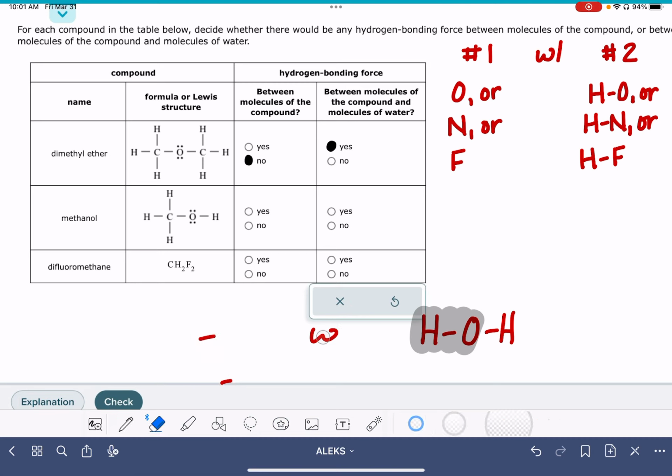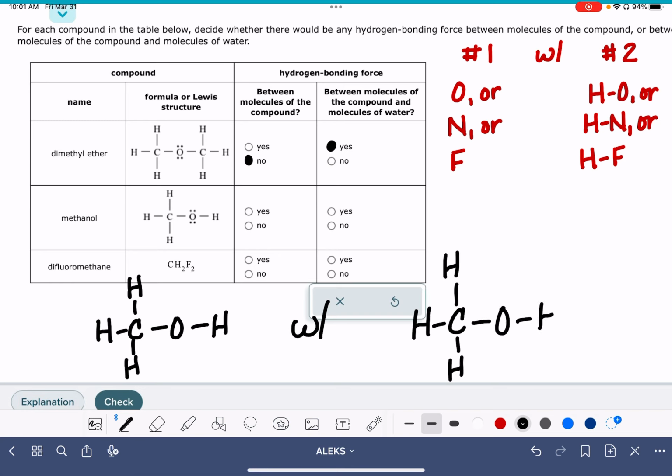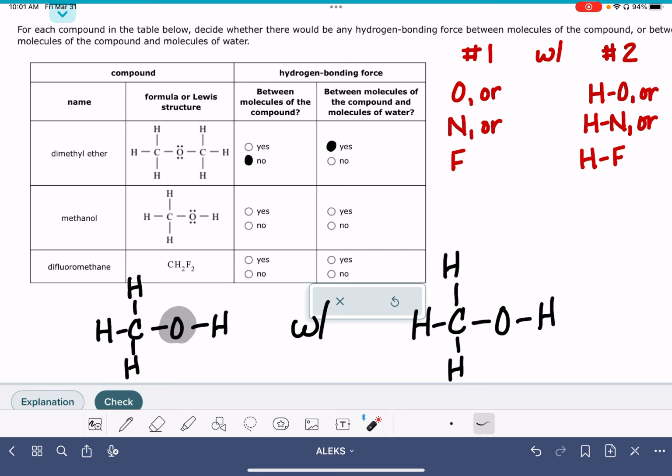Let's take a look at the next example. We have methanol, which looks like this. And the first thing that we're asking ourselves is, can methanol hydrogen bond with a second identical methanol molecule? For molecule number 1, it is meeting the criteria of having an oxygen atom right there, so that's perfect. And molecule number 2, it's meeting the criteria of having an OH bond. So that means, yes, these two molecules can hydrogen bond with each other, and they can also hydrogen bond with water as well.